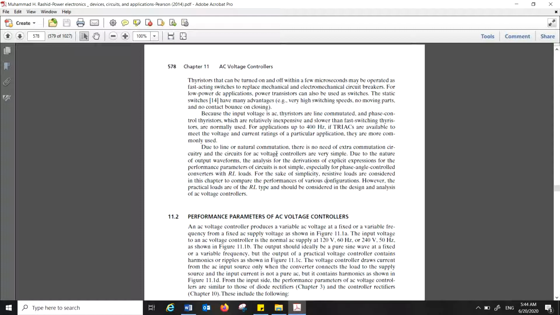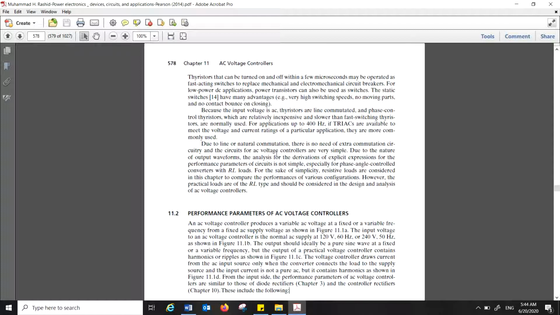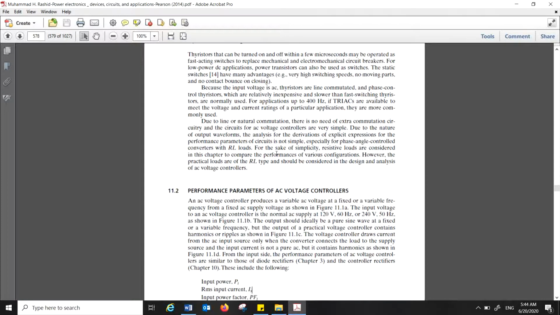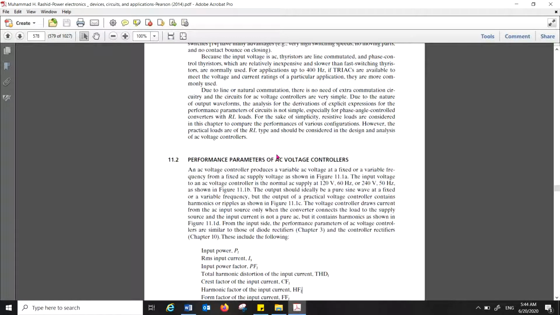Performance parameters of AC controllers. As far as this is concerned, we already discussed the performance parameters of rectifiers in detail. We will see them here.